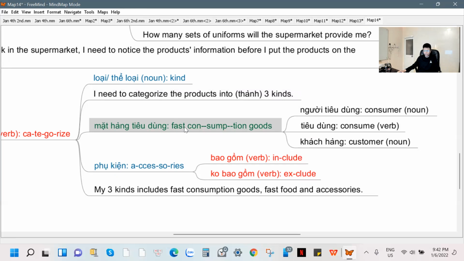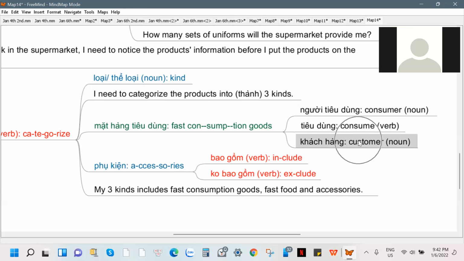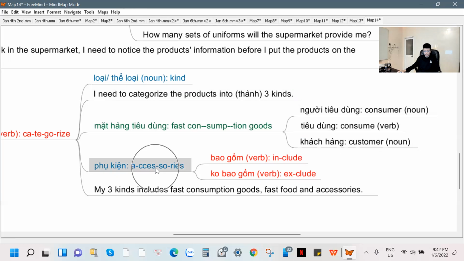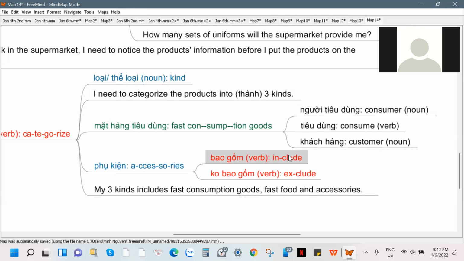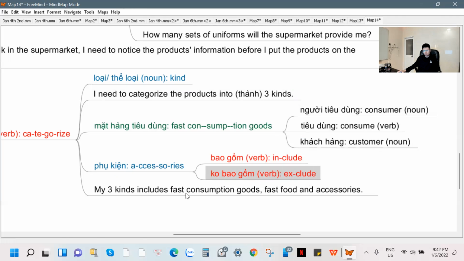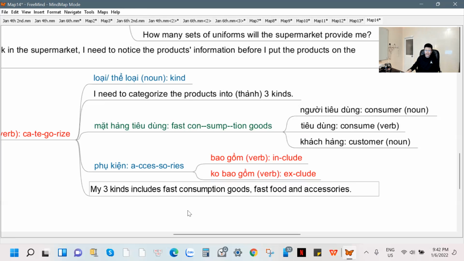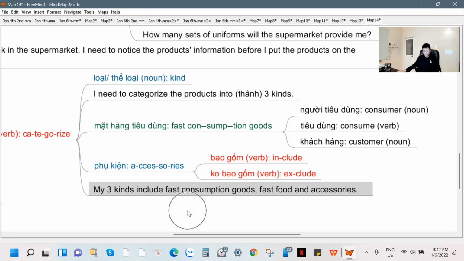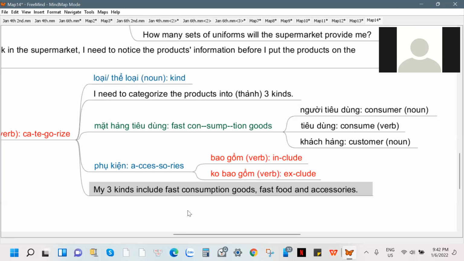Fast consumption goods. Consumer. Consume. Customer. Accessories. Accessory. Include. Exclude. My three kinds include fast consumption goods, fast foods, and accessories.